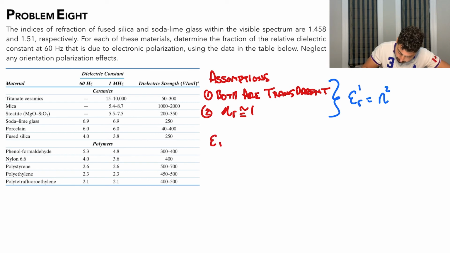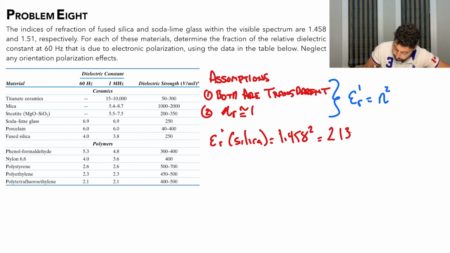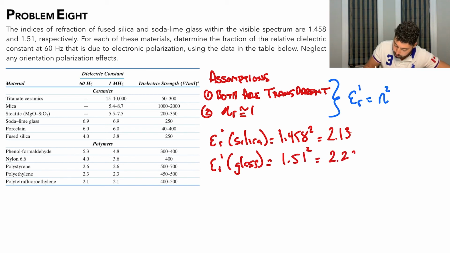So our dielectric constant for our silica is equal to 1.458 squared, which is equal to 2.13. And now we're going to do the same thing for our dielectric constant of our glass, which is equal to 1.51 squared, and that's going to yield us a value of 2.28. So now that we have both dielectric constants, to determine the ratio, all we have to do is divide it by the dielectric constant at 60 Hertz.